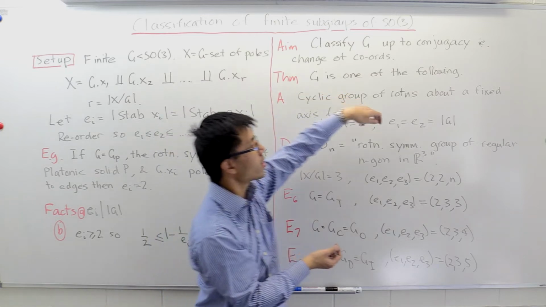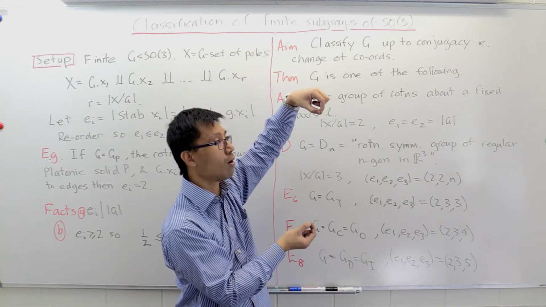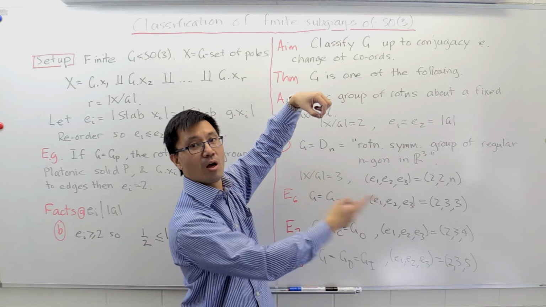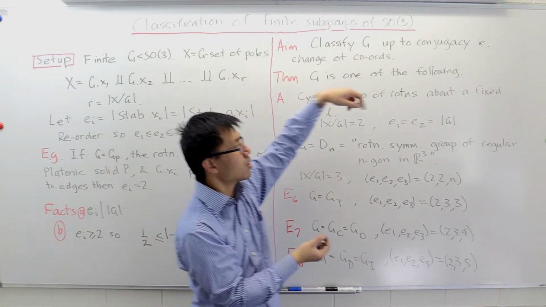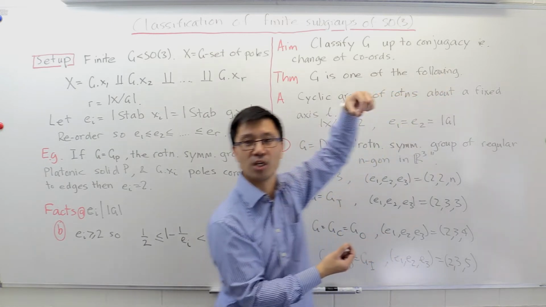And what are the stabilizers of these 2 points? Well, all the rotations are about this axis, so the whole group stabilizes it. So E1 equals E2 equals the order of G.